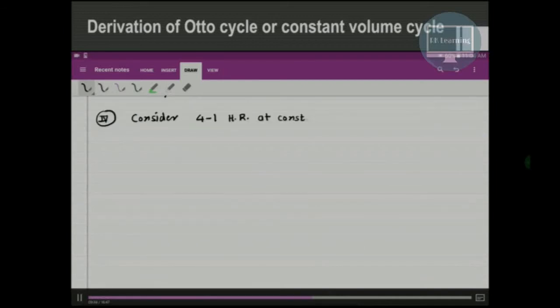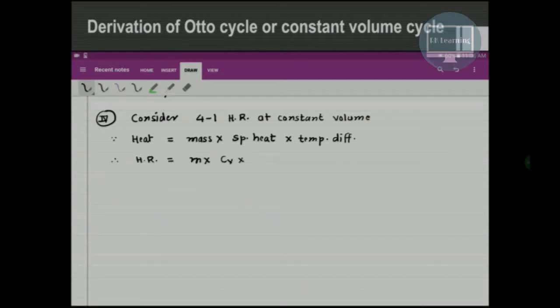Now we'll go for the last process, that is 4 to 1, where heat is rejected at constant volume. As the heat is rejected at constant volume, we can say that it is m into Cv into the temperature difference. Higher temperature is T4 minus T1. Again we'll assume mass as 1 kg, so we'll get heat rejected in terms of kilojoule per kg of air. So it is 1 into Cv into (T4 minus T1) kilojoule per kg of air.